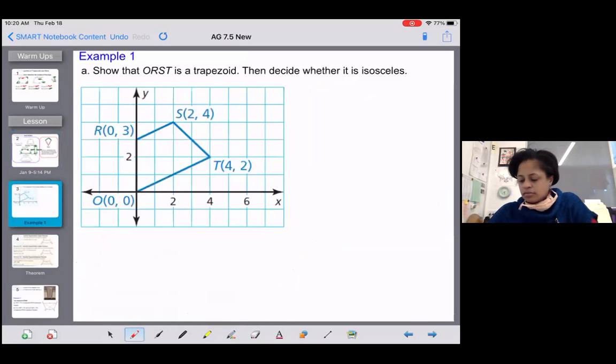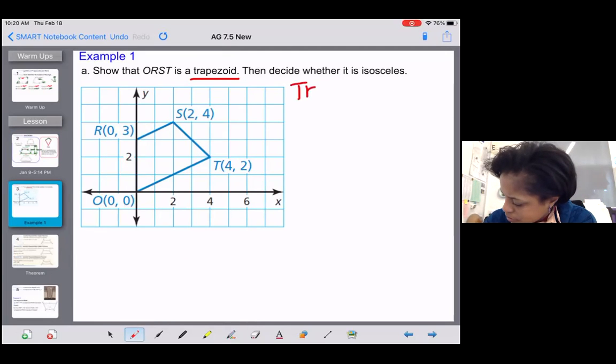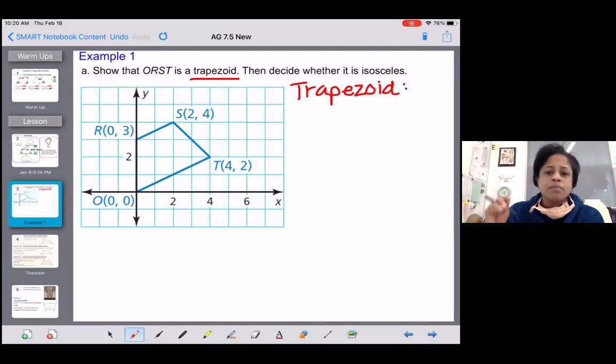All right. So here's a problem on our coordinate plane. It says, show that ORST is a trapezoid, then decide whether it is isosceles. In order for it to be a trapezoid, one pair of sides must be parallel. As we look at this, it's pretty obvious which ones must be parallel. So just show that. The other pair is not parallel, so you have to show that too.